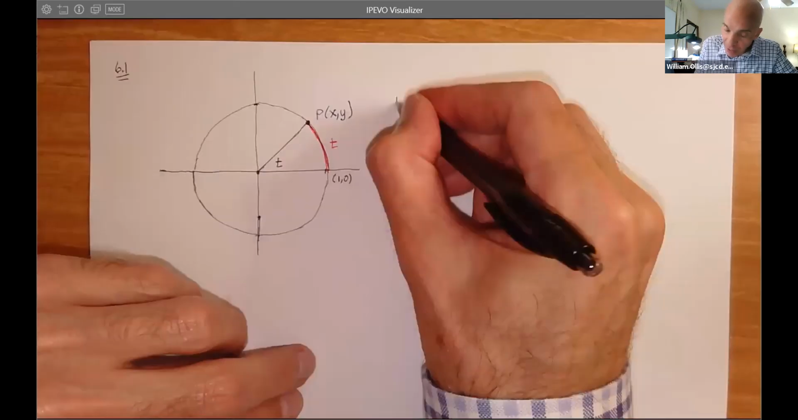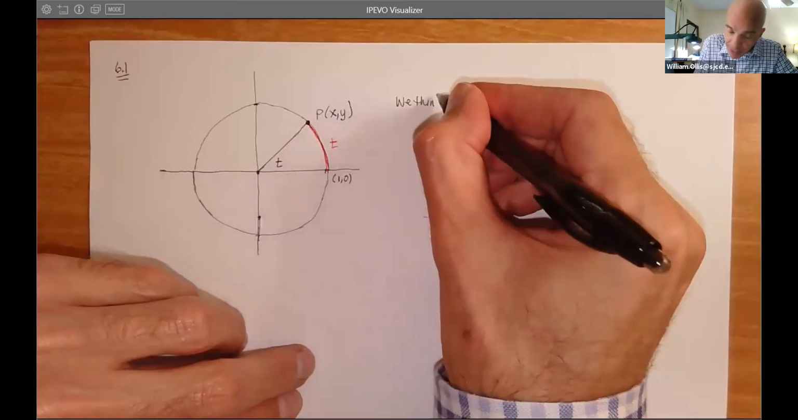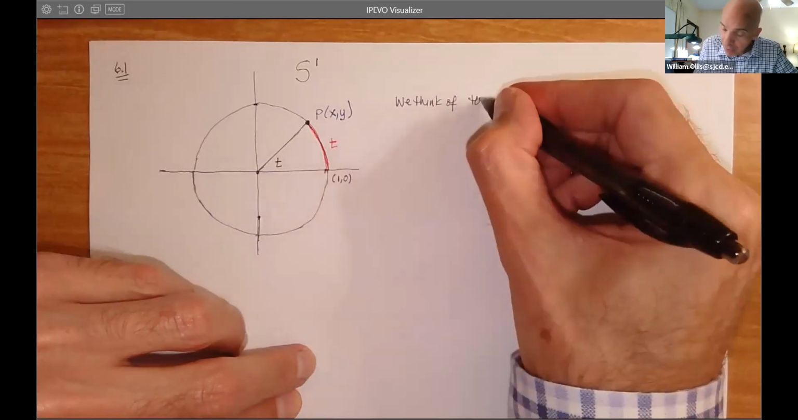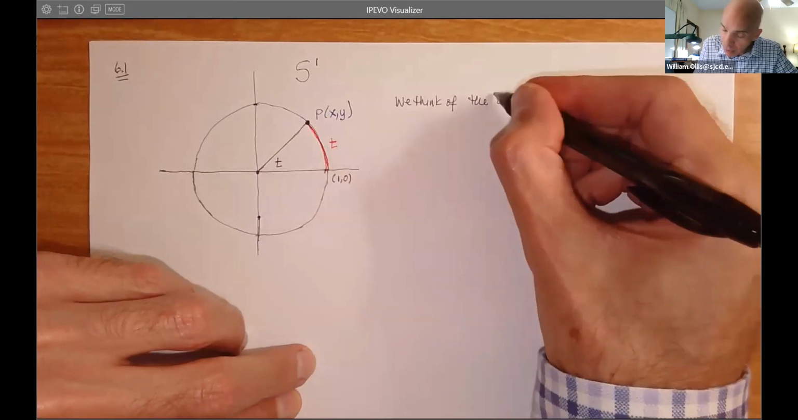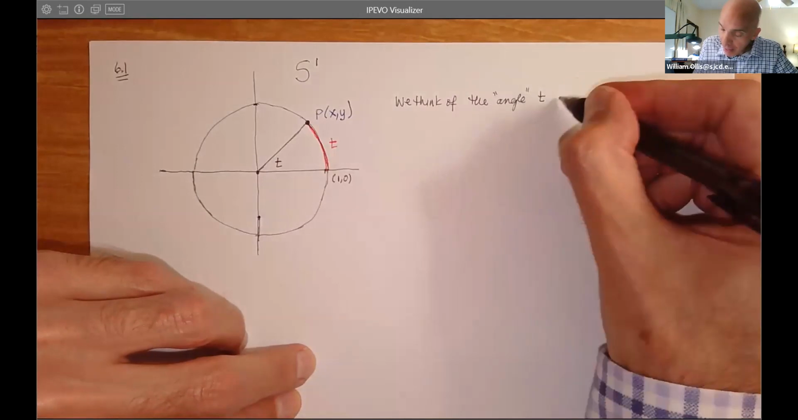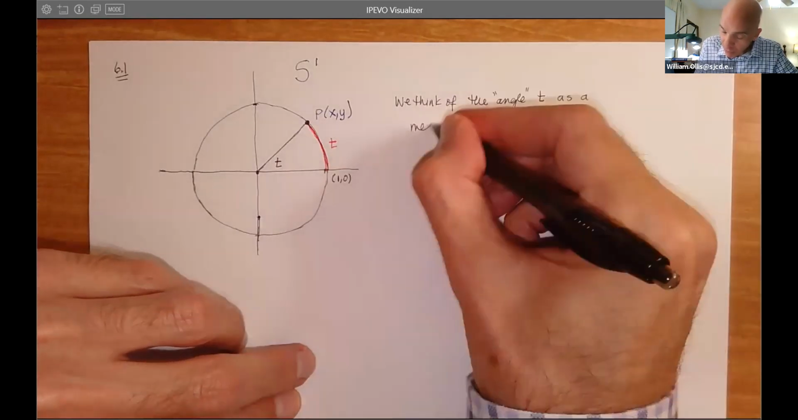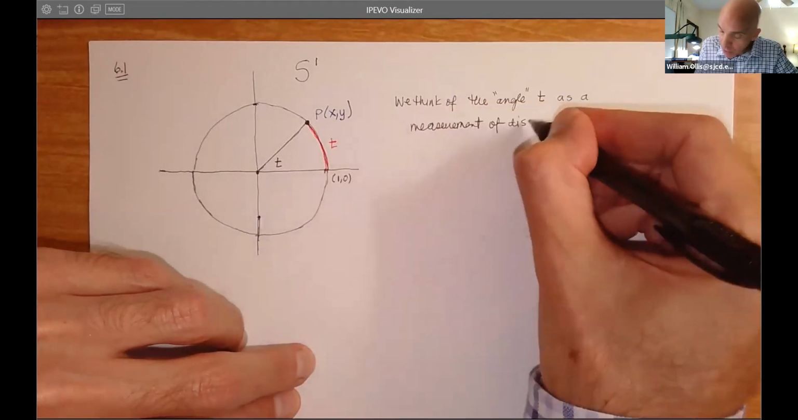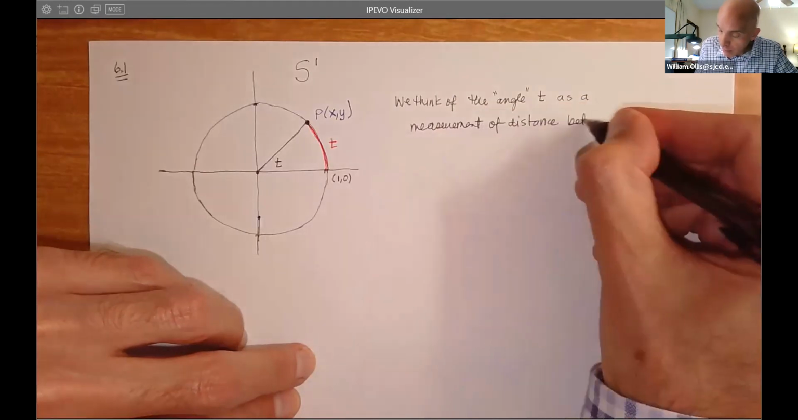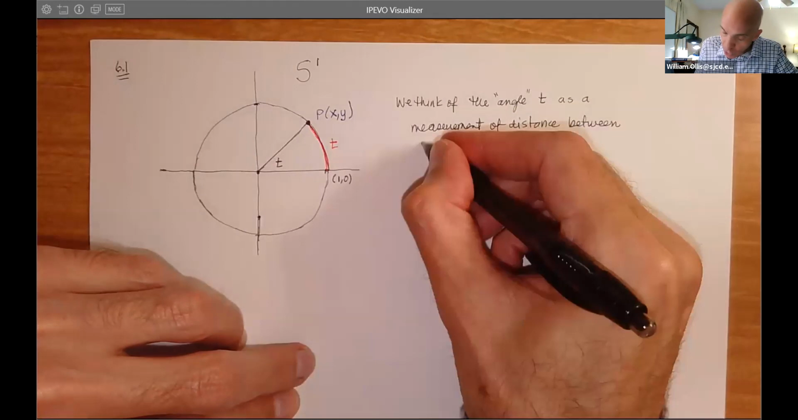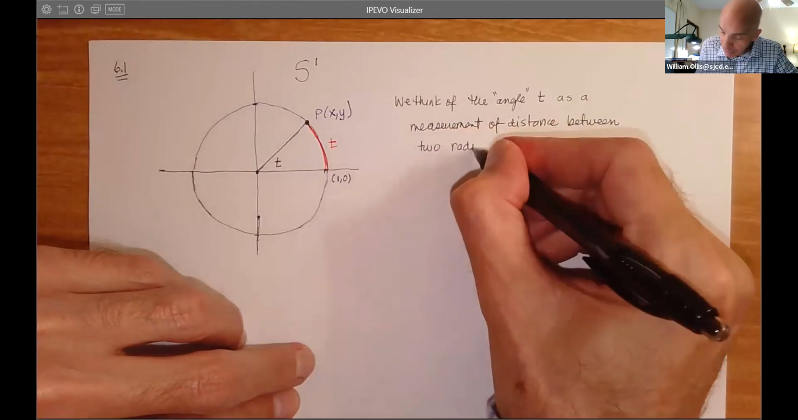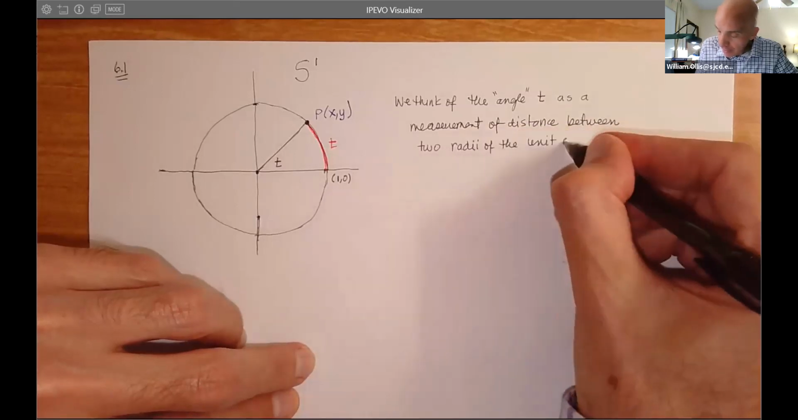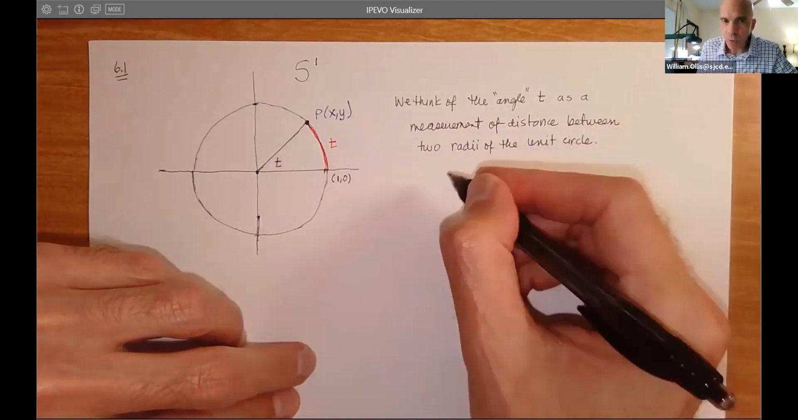So now we think, and again, this is important, we think of the angle T as a measurement of distance between two radii of the unit circle. And this is an abstraction because it's like, well, where do you measure it?